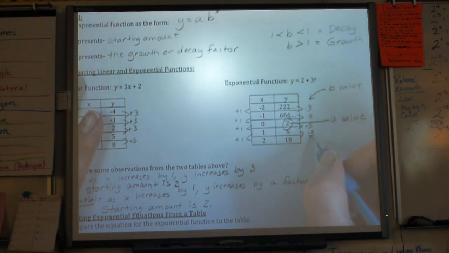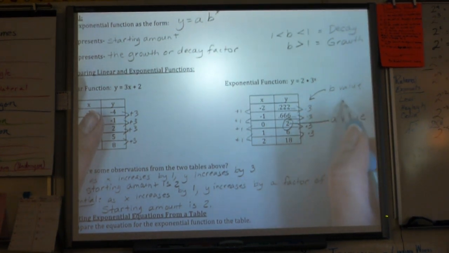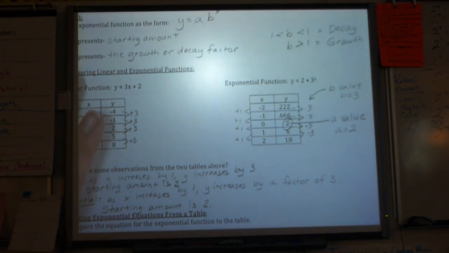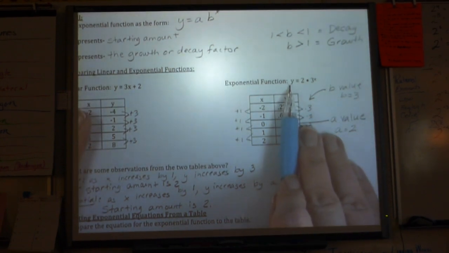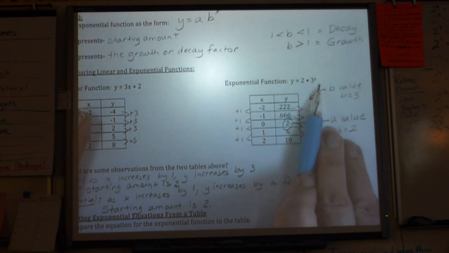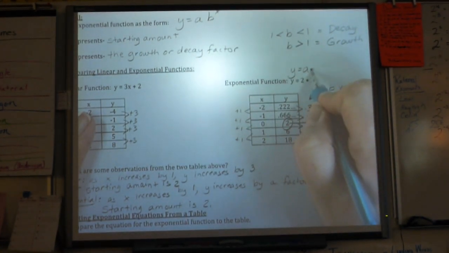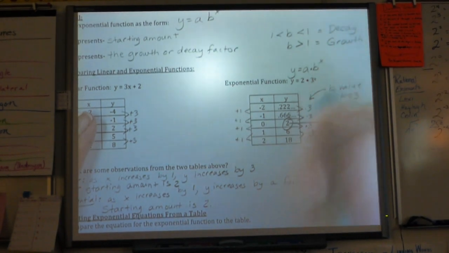As x is increasing by a constant amount, as x increases by 1, what's happening to my y value? It's being multiplied by 3. So in this case, A equals 2 and B equals 3. And that gives us the equation y equals 2 times 3 to the x. Because remember, the parent function or parent equation is y equals A times B to the x power.